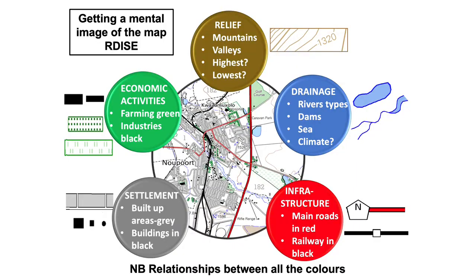And my last slide, when you are answering the questions, your teacher would have used the RDICE method of answering questions. When it comes to relief, you look for brown. When it comes to drainage questions, you look for blue. Questions regarding the infrastructure will be in red, settlement in grey, your economic activities in green.